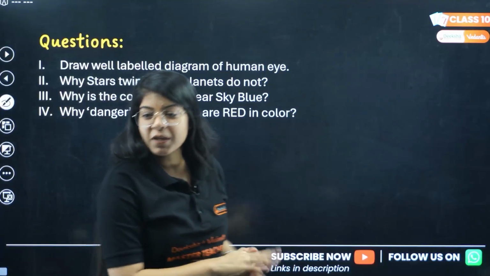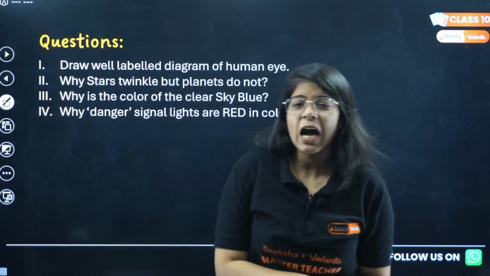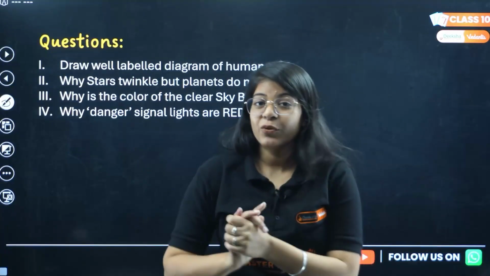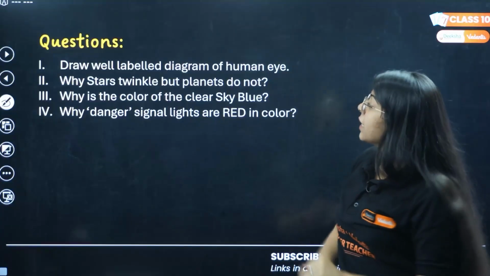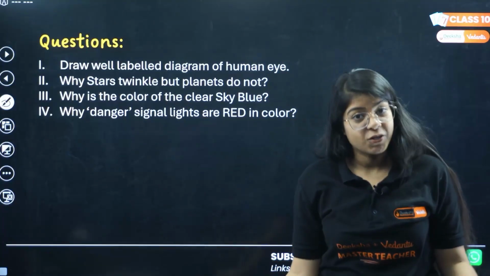We have done this chapter in 27 minutes only. Now, there are some questions that you need to study. Draw a well-labeled diagram of the human eye. That is important. Then, why do stars twinkle but planets do not?